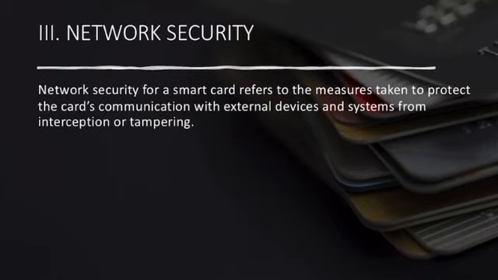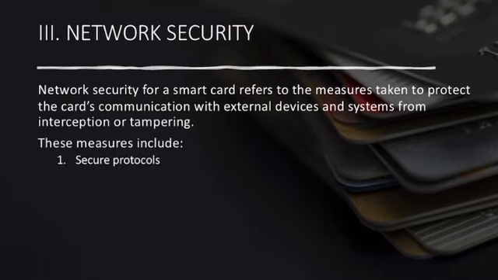Now let's start the third aspect of security, which is network security. Network security for a smart card refers to the measures taken to protect the card's communication with external devices and systems from interception or tampering. These measures include, first, secure protocols, then firewalls, and network isolation. We will start with the first one, secure protocols.